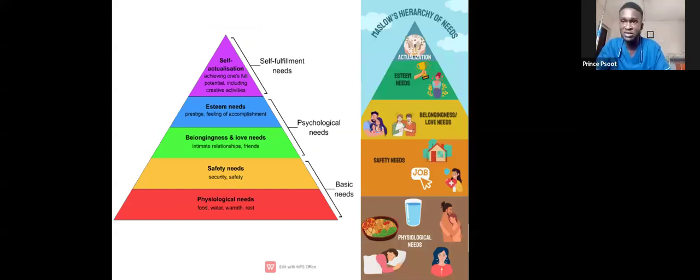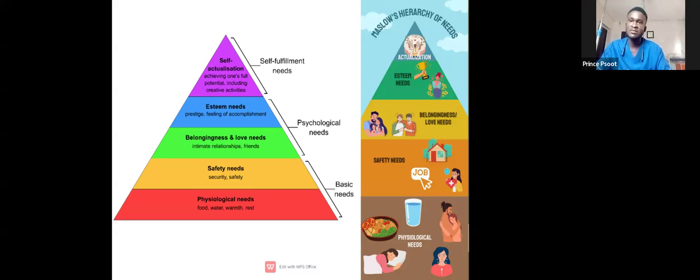Here is a diagram of Maslow's hierarchy of needs. They call it Maslow's triangle, from down to up. First are the physiological or physical needs: the need for food, water, warmth, rest, shelter, and every other normal physiological need of life. Then safety needs: security, safety, shelter, to feel safe, job opportunities and the likes, health and safety needs.